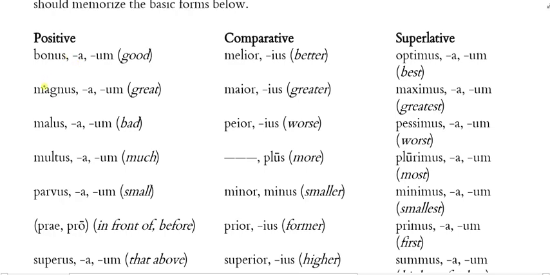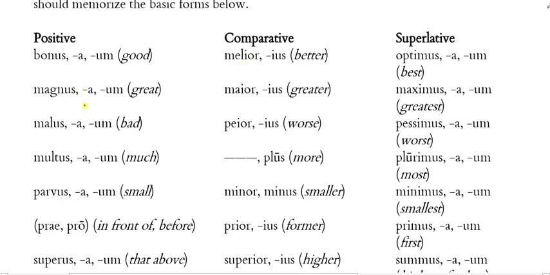So you already know many of the ones on the left. So bonus for good, the comparative melior, melius for better, and optimus, and its other genders optima, optimum for best. If you know the word to ameliorate is to improve or make better, that's using that root there.